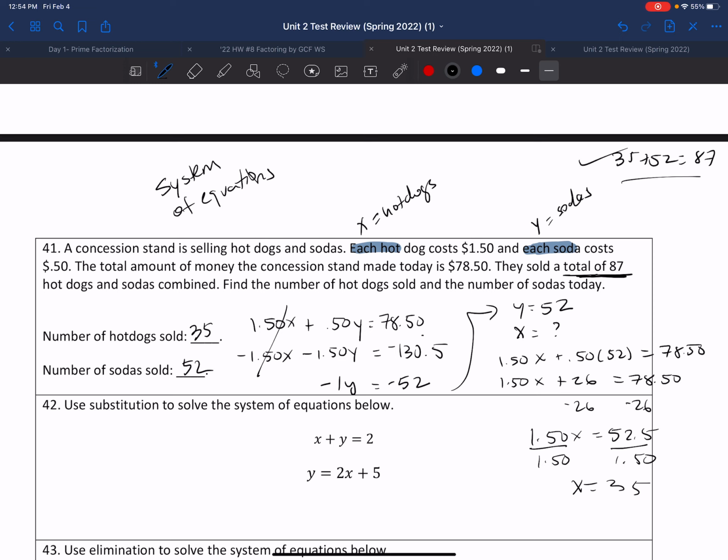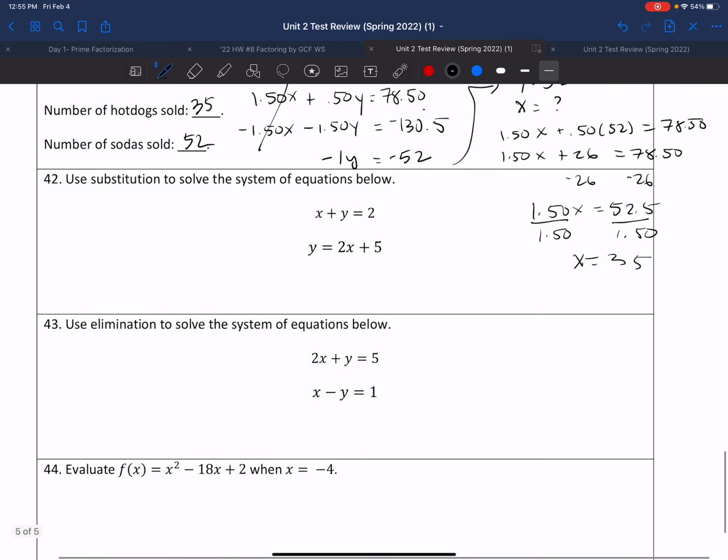So basically, systems of equations is just finding the unknown. If you're given information, how do we know? How can we determine what's this value and what's that value? That's basically systems of equations.